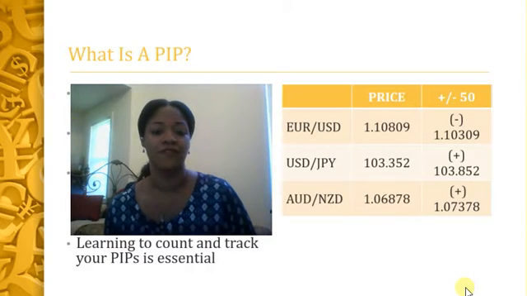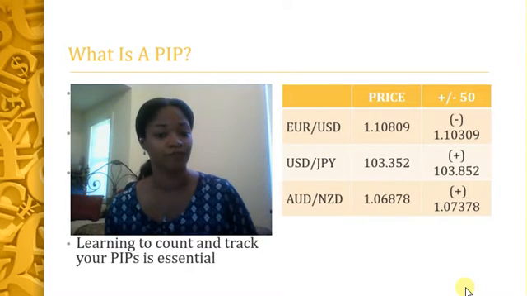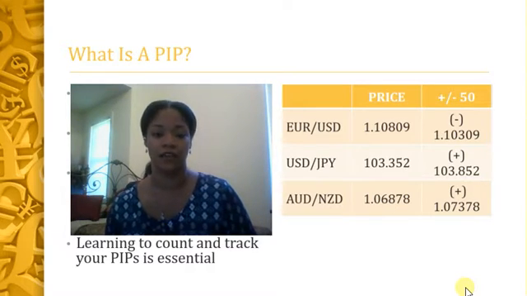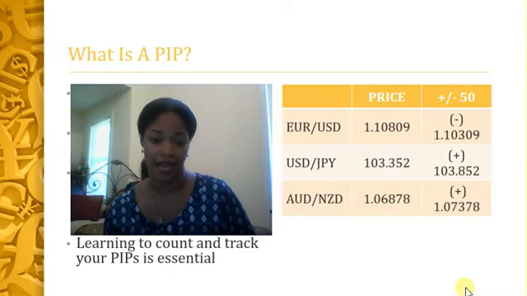Dollar yen. If you bought it or went long on the pair, you would now be at 103.852. Aussie Kiwi. If you went long on this pair as well, you would have 1.07378. So just note that most of the time, depending on where you're at and how many pips, we did 50 pips. So this impacted our third and fourth decimal point moving. It's just as simple as saying, okay, with the euro dollar, I had 80, I subtracted 50, now I'm at 30. It's the same basic math. You just have to really make sure you're keeping the numbers in line.